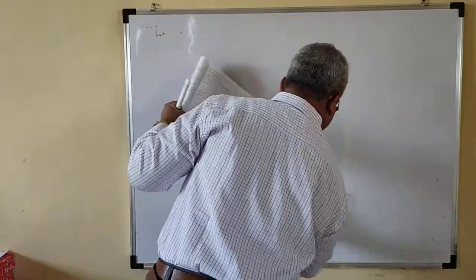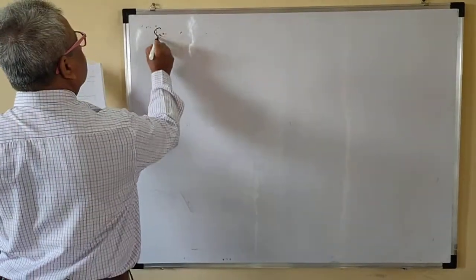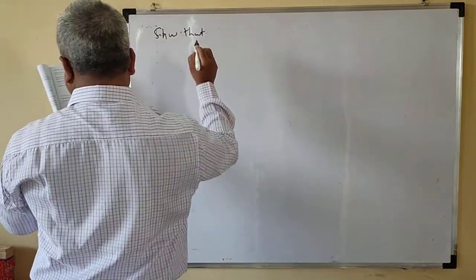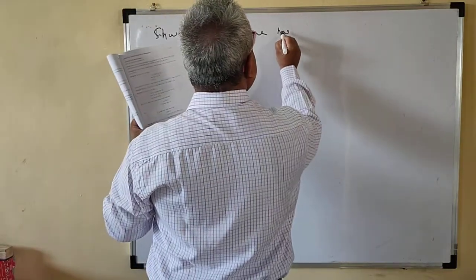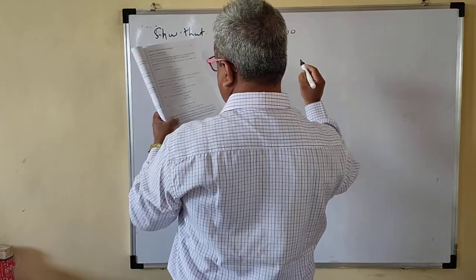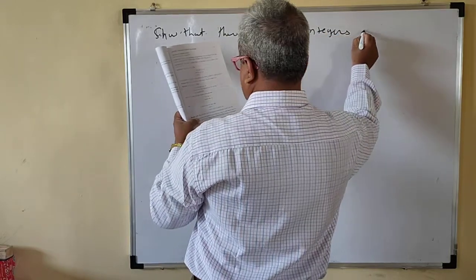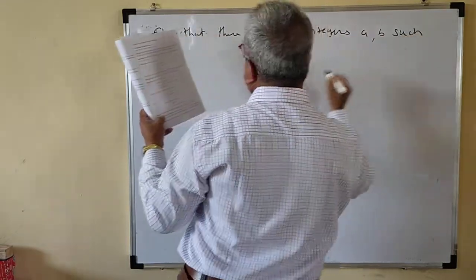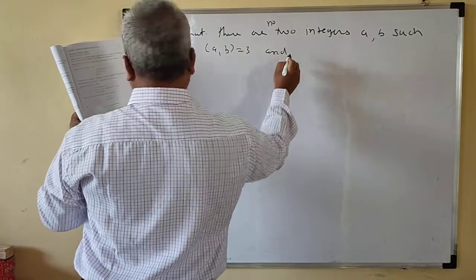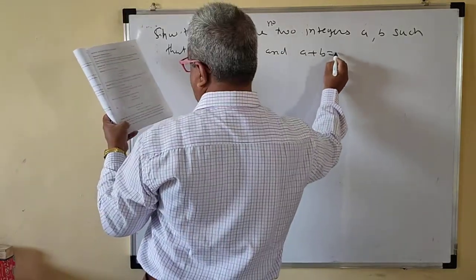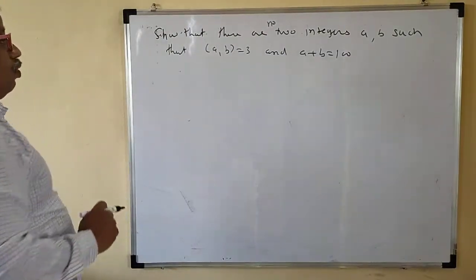Take the next problem. Show that there are no two integers a and b such that the GCD of a and b is equal to 3 and a plus b is equal to 100.